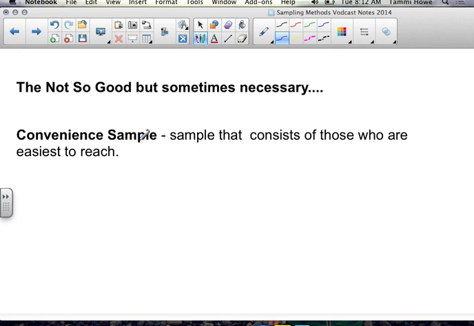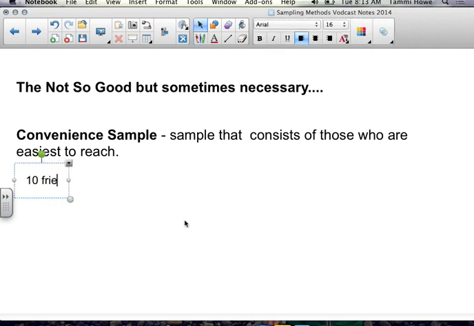So who would be easy for us to ask? Well, I feel really comfortable around my friends, so perhaps I go and ask 10 of my friends. So 10 of my friends and me, and then I have a sample of 11. I know that there are 80 stat students, but I have a sample of 11, which is much better than my one test score.